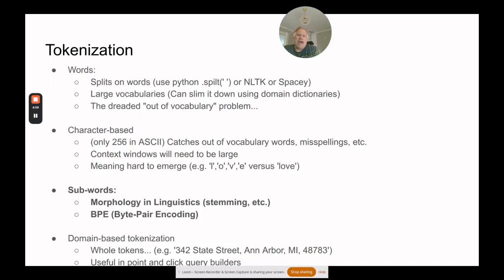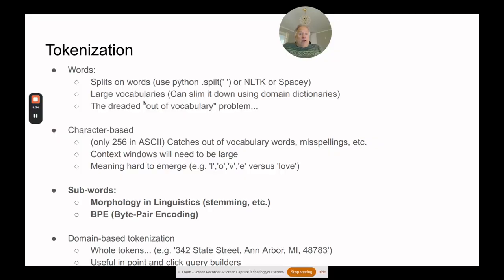These things can manage large dictionaries, but the problem with representing tokenization via words is the dreaded out-of-vocabulary problem, right? And then also there are other things, for instance proper names, like my last name is not in the dictionary. So how are we going to represent that? There are lots of very inelegant ways to look at that. So it's not good to do tokenization based on words.